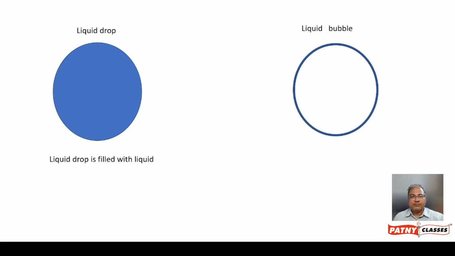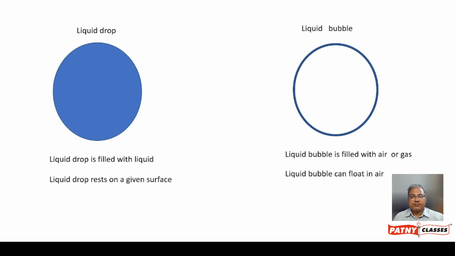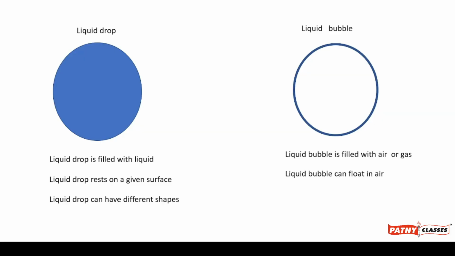Liquid drop is filled with liquid. It is a spherical ball of liquid, whereas liquid bubble is filled with air. Inside of the liquid bubble there is air or gas. Liquid drop can rest on a given surface, whereas liquid bubble can float in air. Once the liquid bubble is formed, it starts floating, it starts moving in the free air. Liquid drop can have different shapes. Liquid bubble can be spherical or nearly spherical in shape.